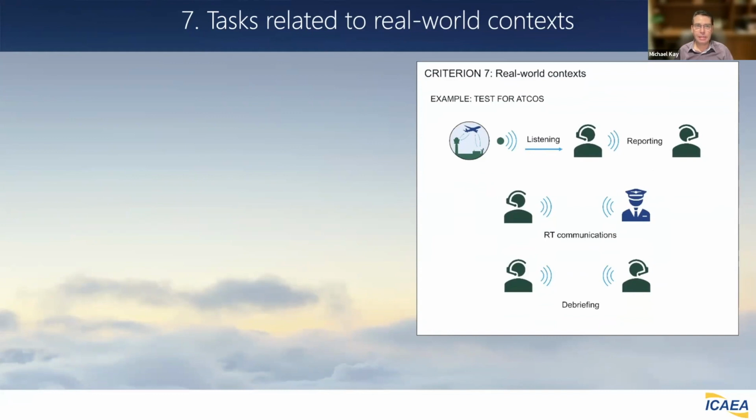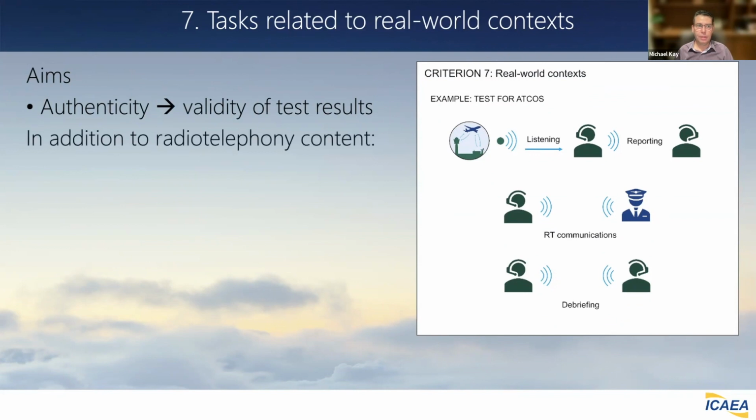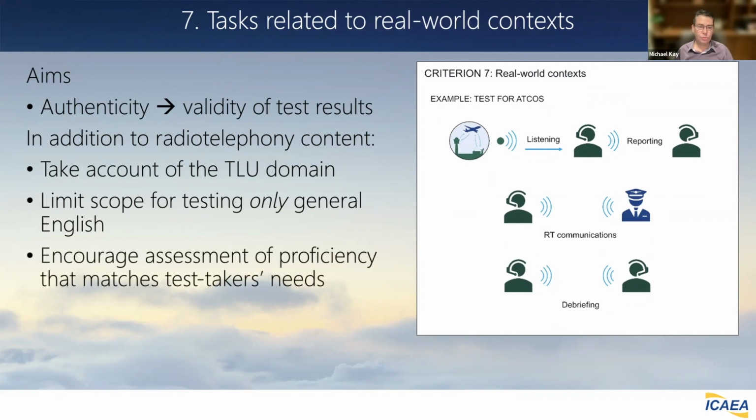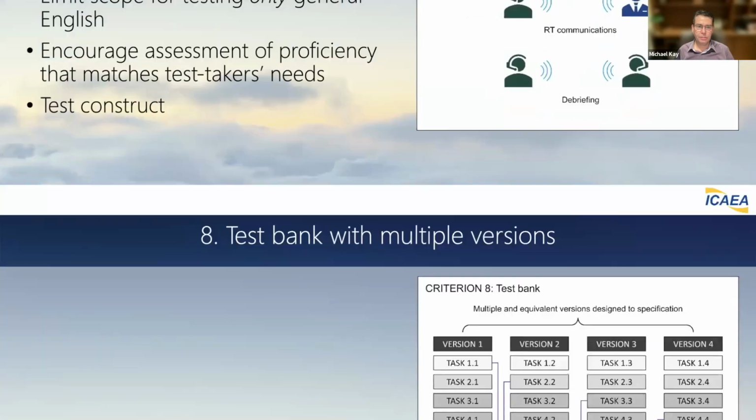Second last one here is tasks need to relate to real world contexts. And this is what I was talking about before, authenticity, the validity of the results. It certainly overlaps with the radio telephony content that I talked about with criterion 1, but also other aspects of the communication, maybe debriefing situations, talking between controllers, between sectors, or between different countries in coordinating. And it encourages the proficiency and the test tasks to match the test taker's needs. So not necessarily all around radio telephony, but still have authenticity.